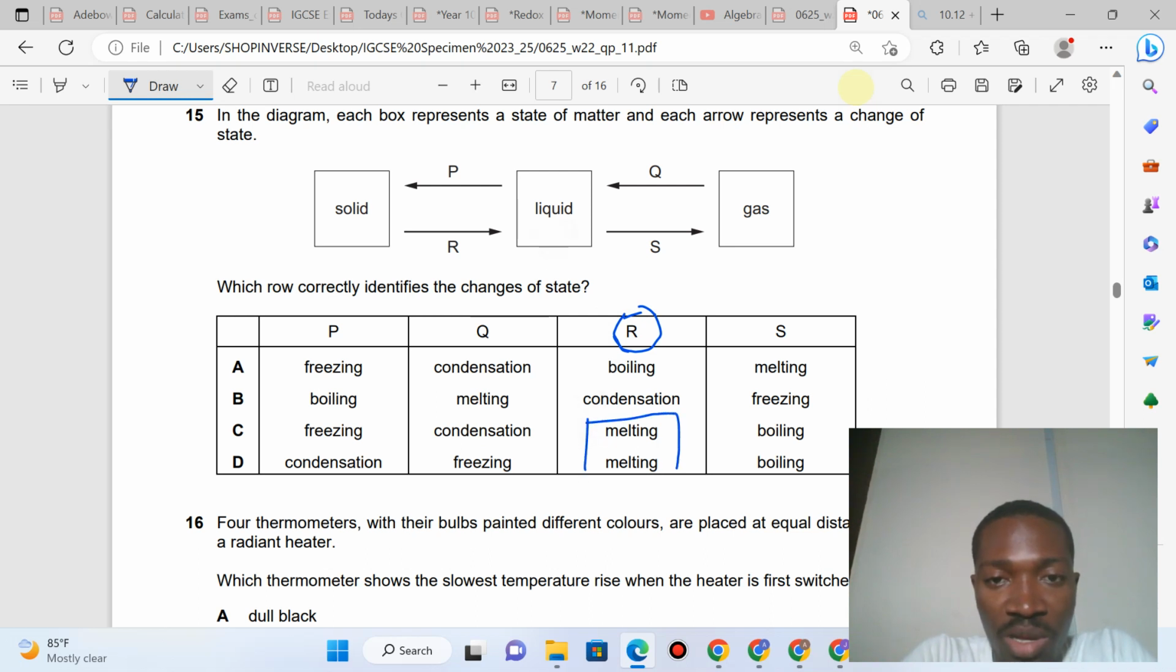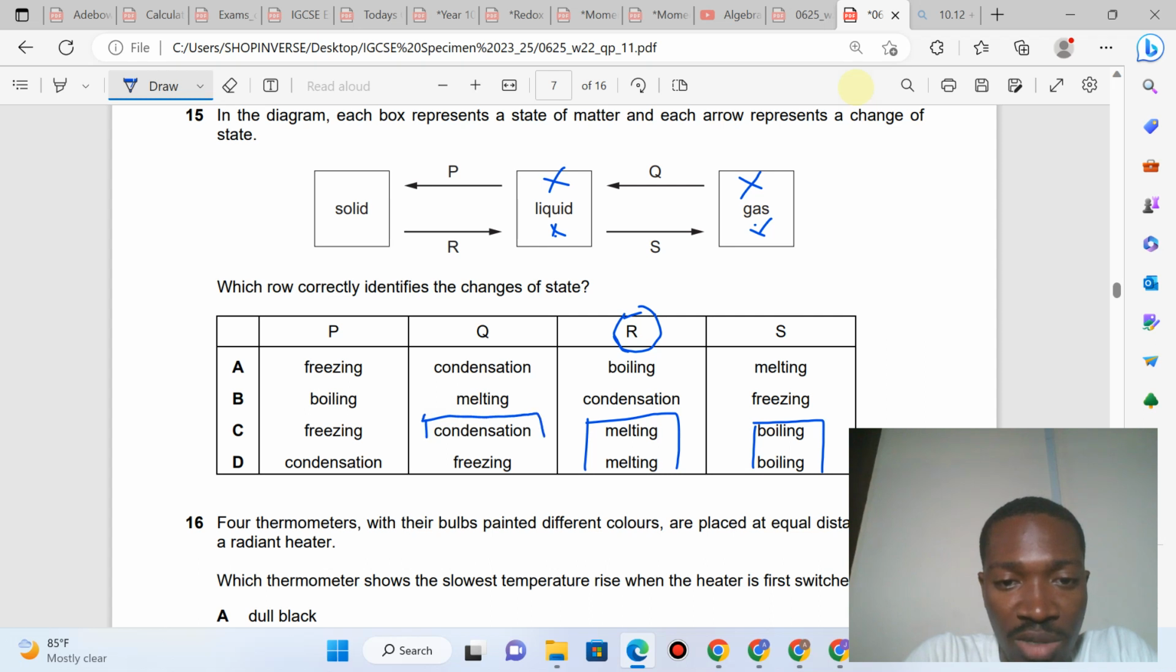From liquid to gas is boiling or evaporation. So S should be boiling. So these two are correct. Let's go to gas to liquid. From gas to liquid is condensation. So Q is condensation. So this is the only one that is correct.